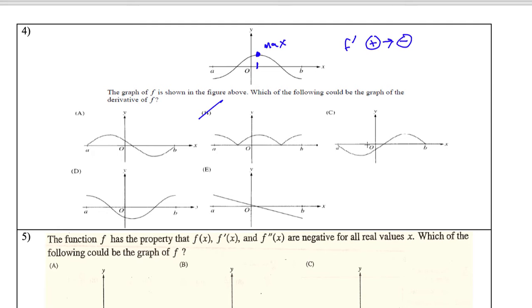No, that's weird. That one goes from a negative to a positive for C. This one goes from a positive to a negative. It could be that one. That one is doing weird things from a negative to a positive. So it's between A and E. So what else is happening in this graph that would be helpful?